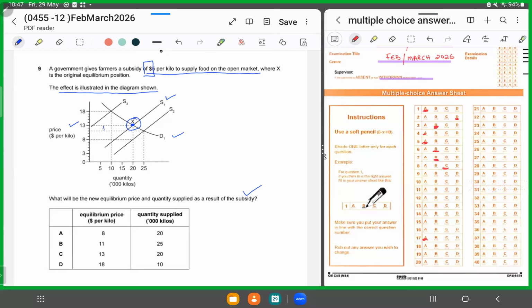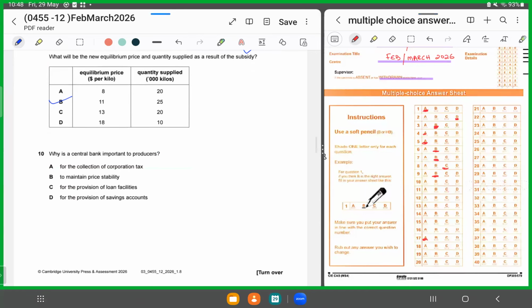As a result, the price has to fall, the supply has to increase. So now the supply would rise from S1 to S2. What's the equilibrium position? This is the equilibrium position where the price is 11 and the equilibrium quantity is 25. So it has to be option B. So for 9, we'll shade in B as the correct answer. Why didn't we select the other option with 20? Because here the supply has risen to 25 and that's not the equilibrium situation. It's where the demand and the supply meet. And the entire incidence of subsidy has not fallen onto the price. Right? Alright.